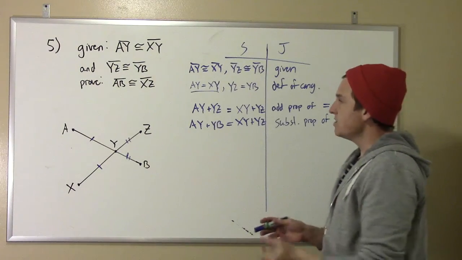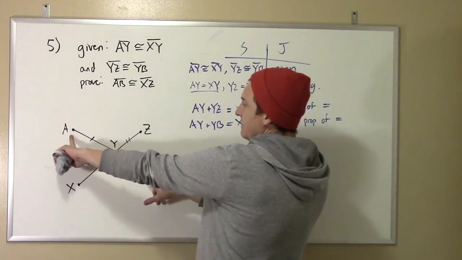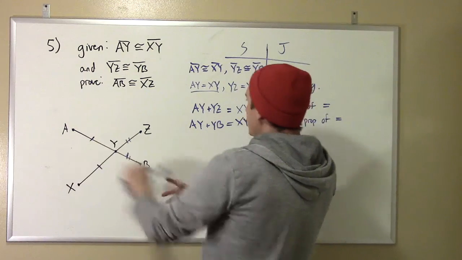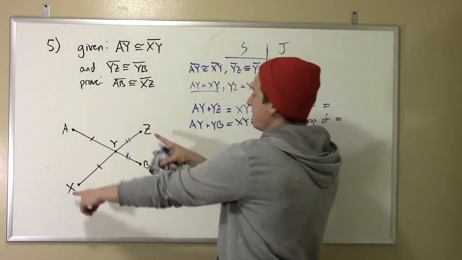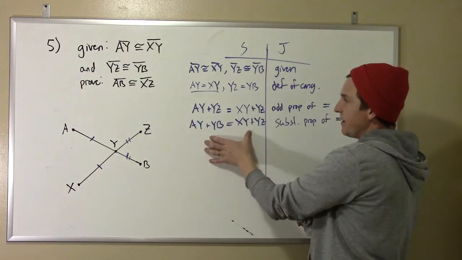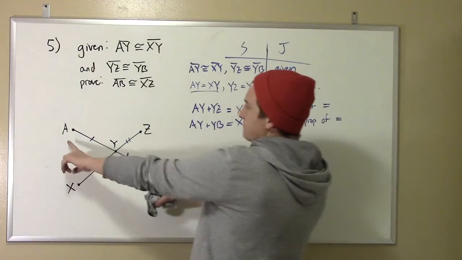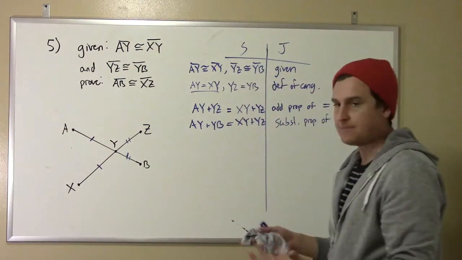Okay? So look at what I'm trying to prove. I'm trying to prove that this segment AB is congruent to this segment XZ. Right now, I don't have AB yet. I don't have XZ. All these statements don't have ABs or XZs in them. And so what I need to do is use the segment addition postulate to figure out how do I get AB?